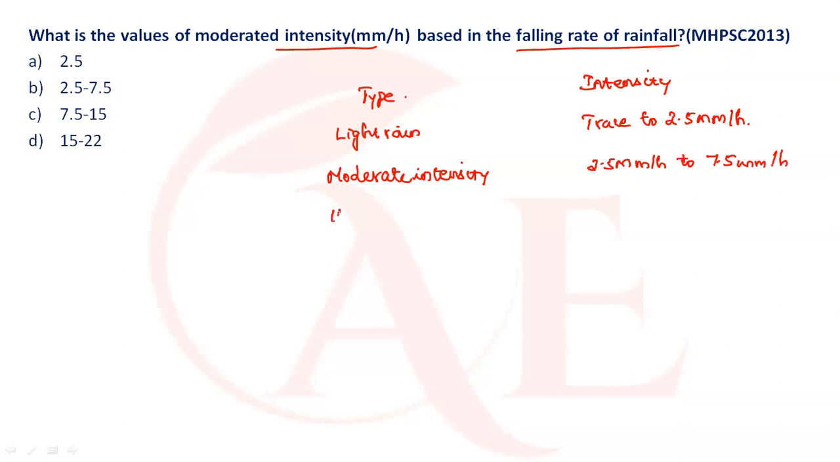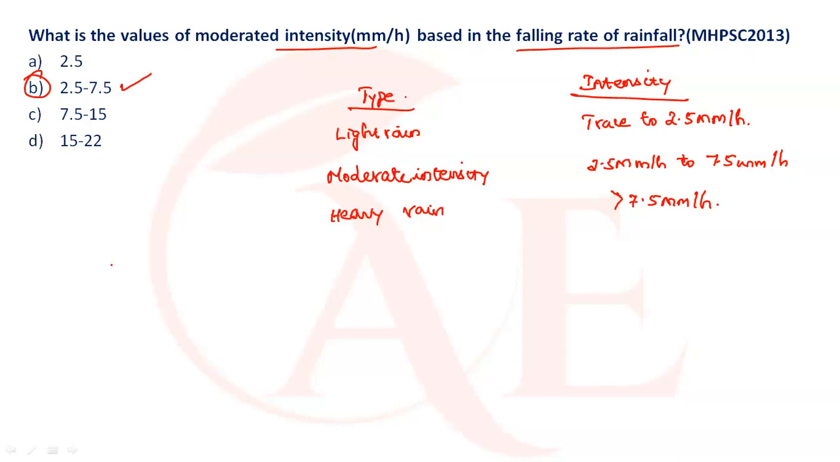So for heavy rain, the intensity should be more than 7.5 mm per hour. This is the table. Here in the question they are asking for the moderate intensity, so it lies in the value of 2.5 to 7.5 mm per hour.